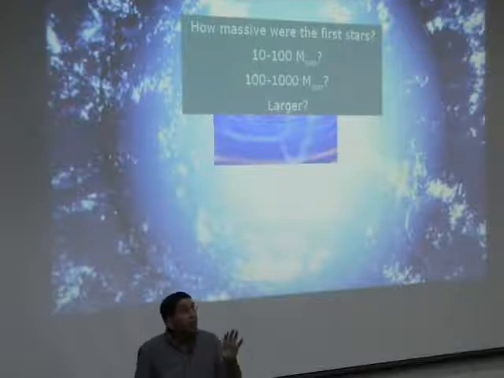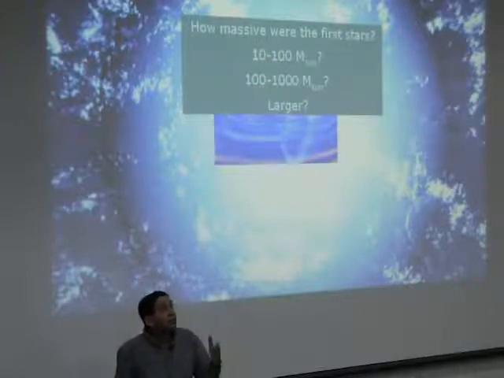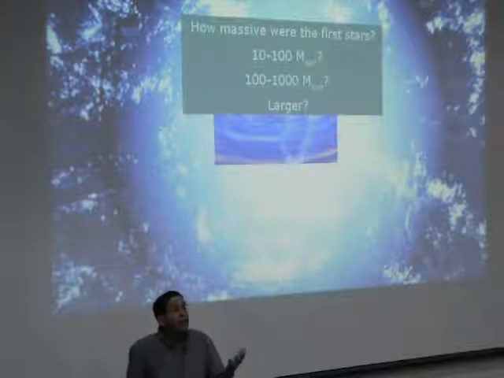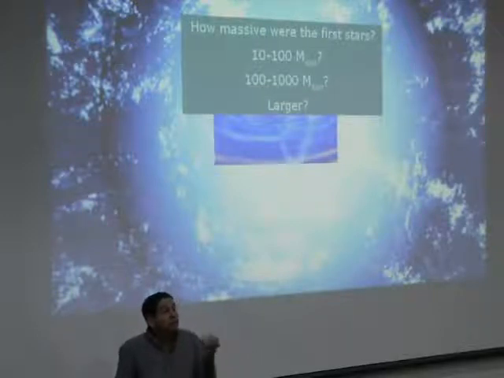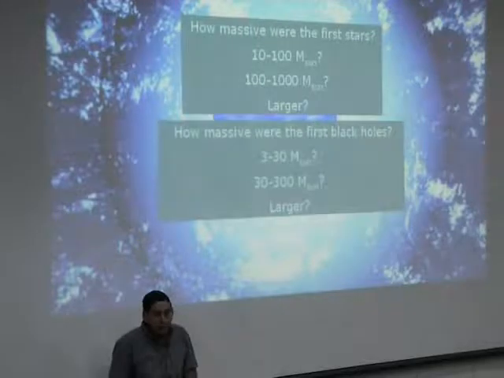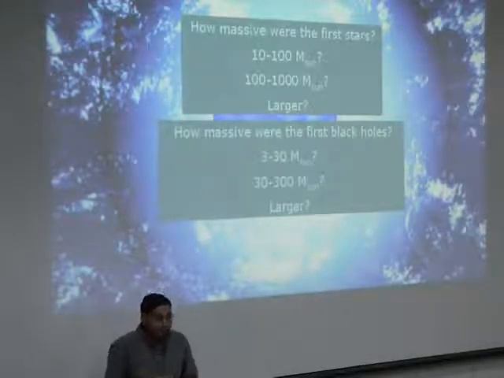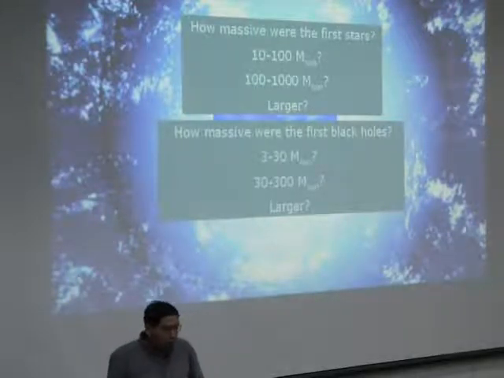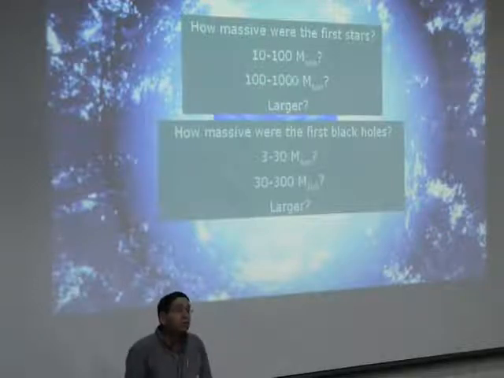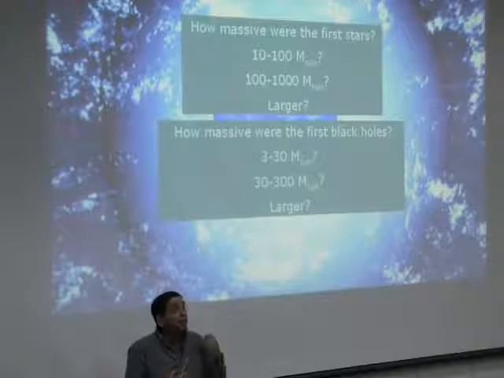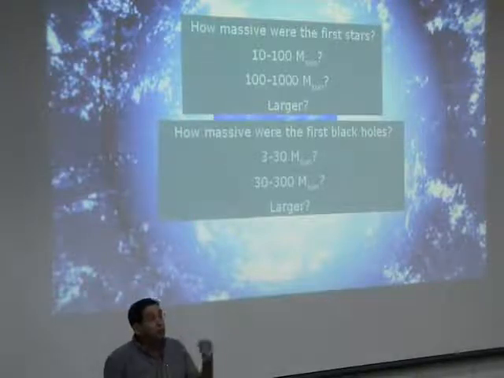Because the fraction of the mass that goes into a black hole is something of order half, a third, a quarter of the mass of the star, but we don't know the mass of the star. So because of this, the earliest black holes might have been 3 to 30 solar masses inside, but they might have been much larger. We don't know the mass of these black holes because we don't know the mass of the stars.